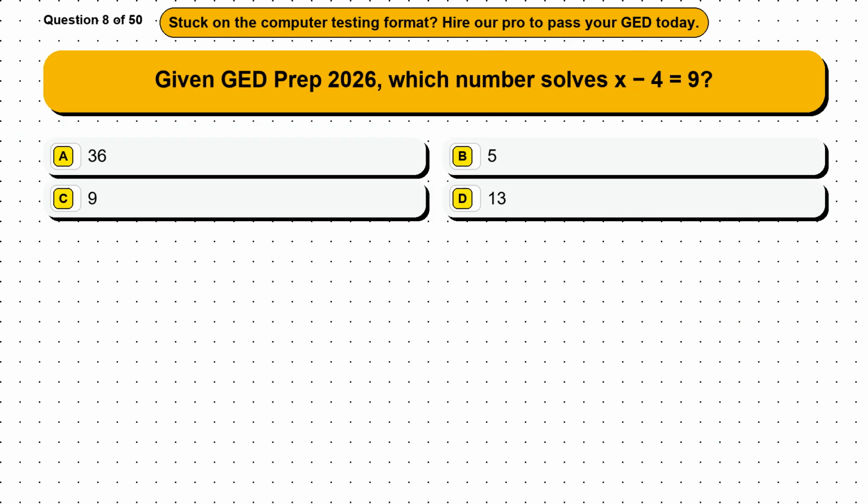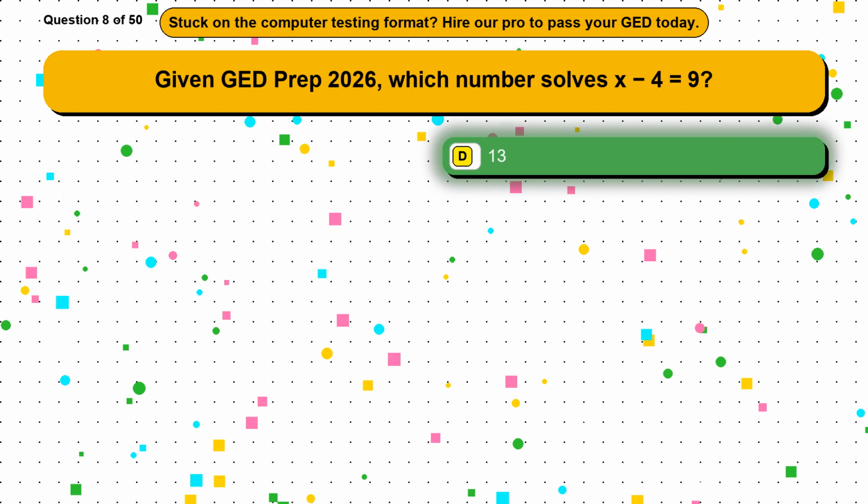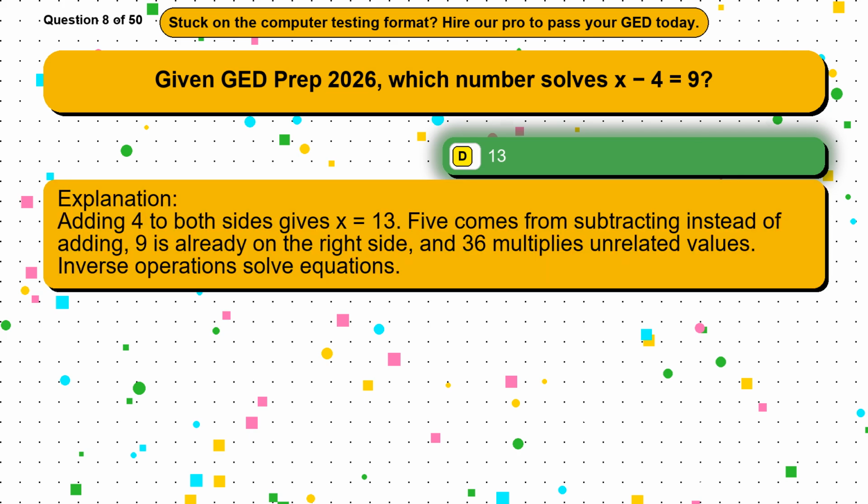Question 8. Given GED Prep 2026, which number solves x - 4 = 9? Option A, 36. Option B, 5. Option C, 9. Option D, 13. The correct answer is option D. 13. Adding 4 to both sides gives x equals 13. 5 comes from subtracting instead of adding, 9 is already on the right side, and 36 multiplies unrelated values. Inverse operations solve equations.